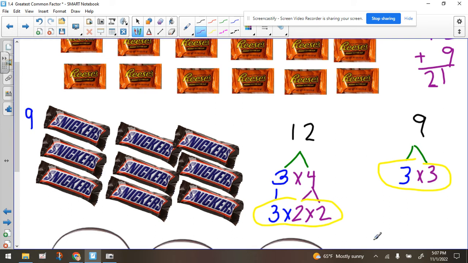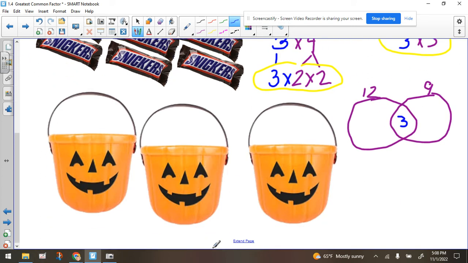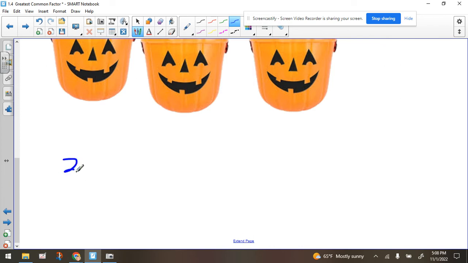And you may recall that when we find the GCF, we make a Venn diagram. One of the circles would be the prime factorization for 12. The other circle would be the prime factorization for 9. And the numbers that we have in common, which in this case would be the number 3, would go where the circles interlock. And if there's only one number that's in common, then that would be your GCF. So the GCF of 12 and 9 is 3. So I'm just going to write that number down here, 3. And let's write it as the GCF.